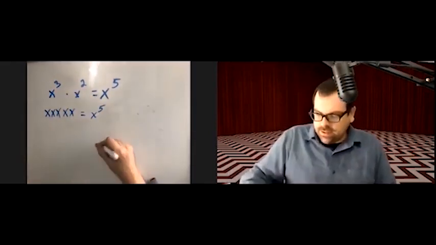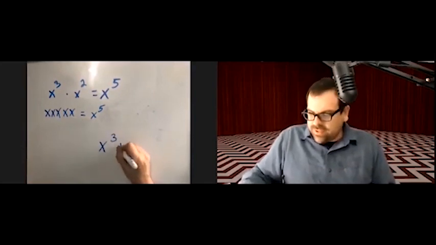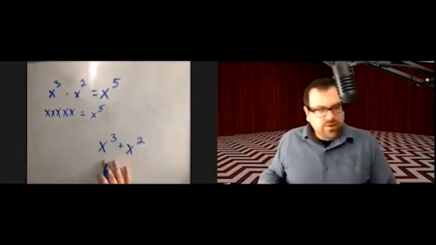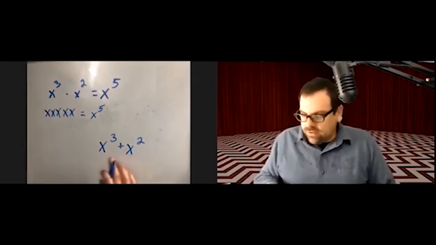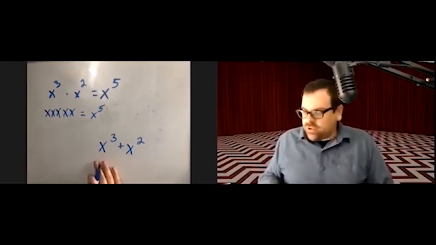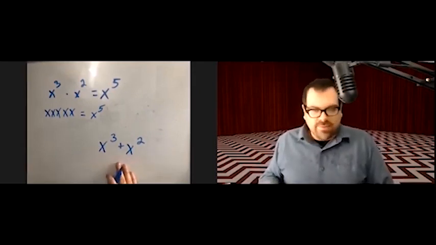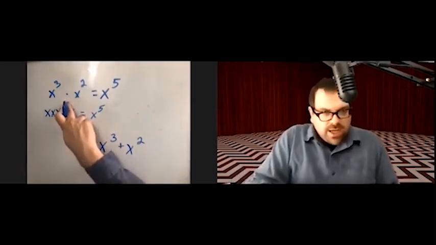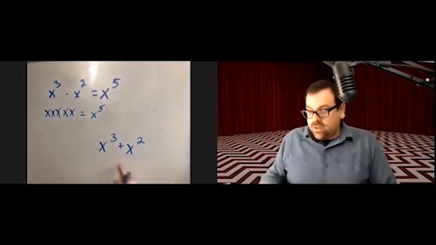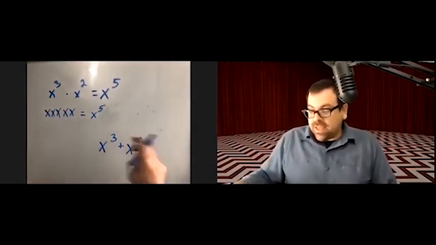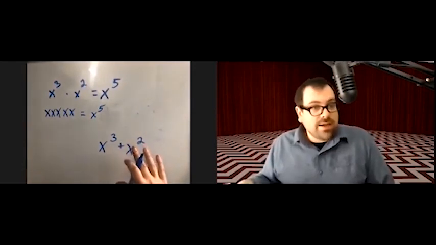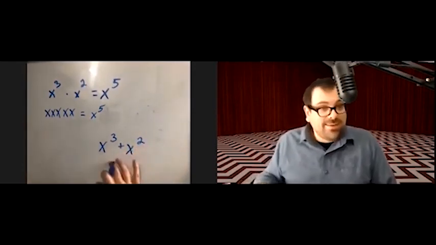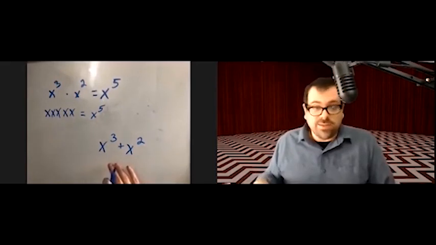If this was x cubed plus x squared, we can't do anything here. These are not like terms, so we cannot add them. This is a rule that we can do when we're multiplying bases. Adding bases with the same base and different exponents can't be done, because that's the definition of adding unlike terms. You can't do it.